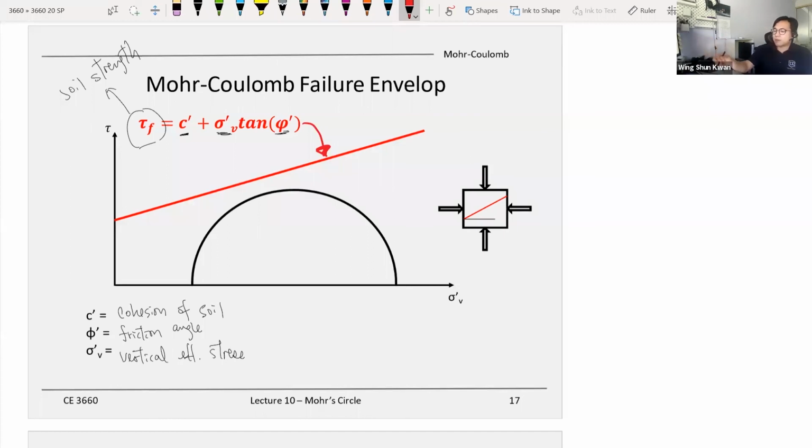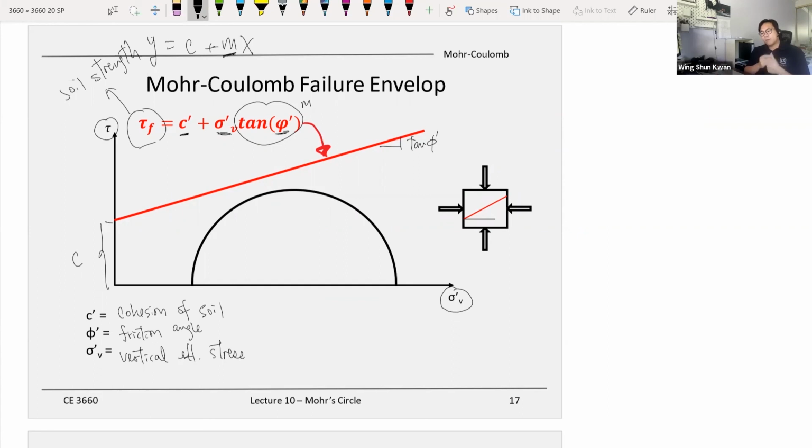When you look at this Mohr-Coulomb failure envelope, it's just in a point-slope form. Remember the point-slope form: y equals m, the slope, times x, plus the intercept. So the x now is the vertical effective stress, the y is the shear stress. And this is our y-intercept, which is the cohesion of soil. And the slope here now is the tangent of the friction angle. So all these terms here, we can measure the friction angle and also the cohesion.